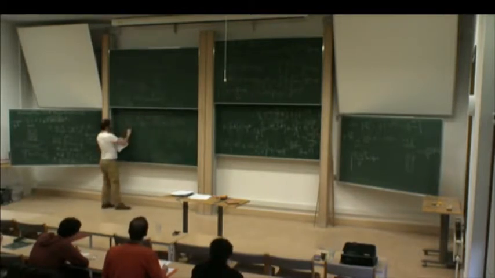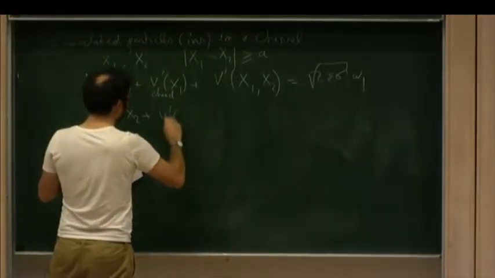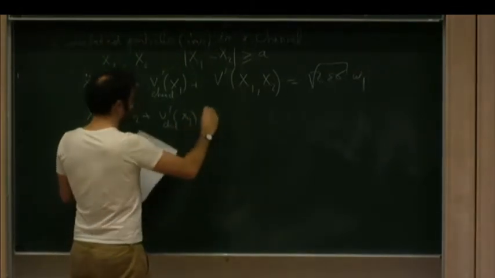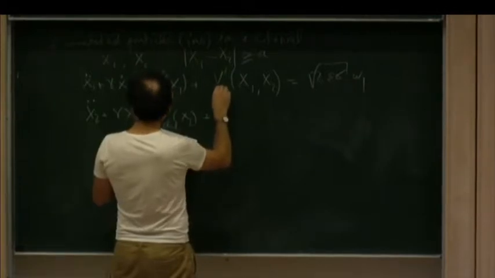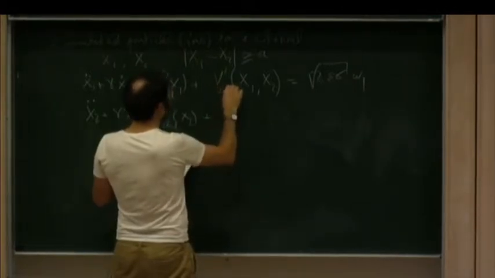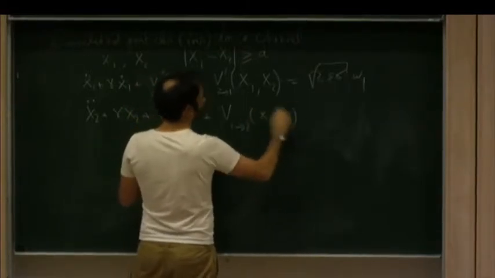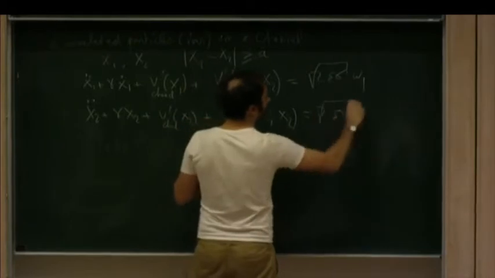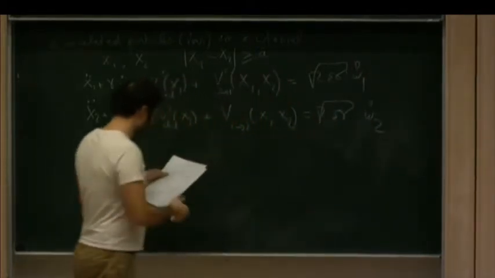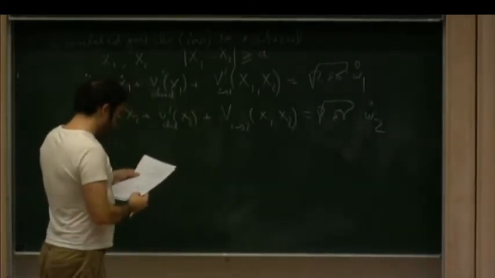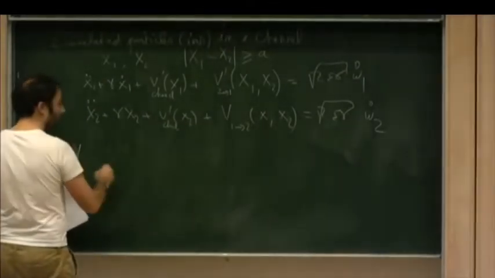We have x2 double dot, plus gamma x2 dot plus V prime channel on particle 2, plus the force due to 1 on 2, of x1, x2. And for example equal noise, 2 epsilon gamma, so we don't necessarily have the same noise. So this is W1 and W2. What is, for example, this V12 or V11 or V21?